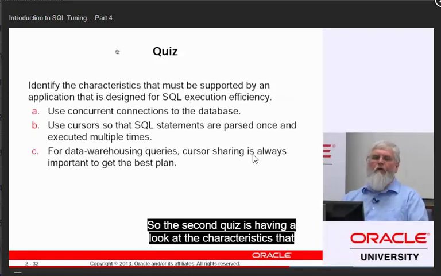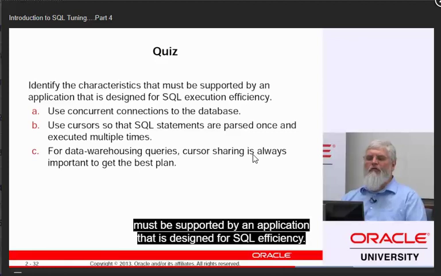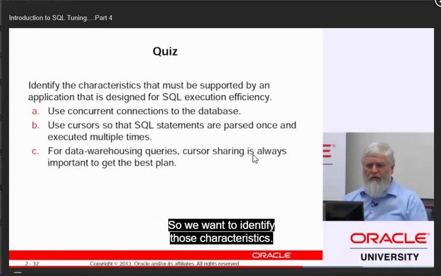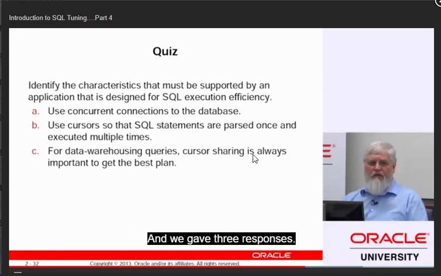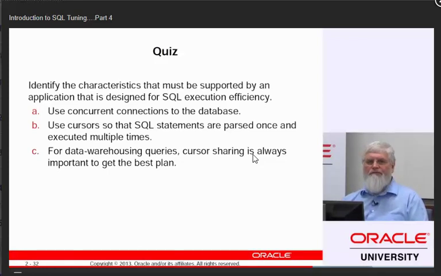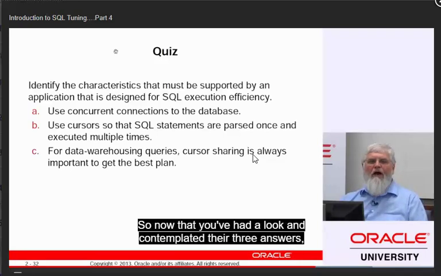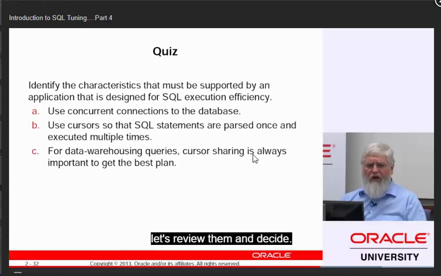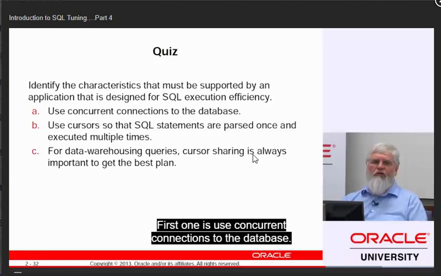So the second quiz is having a look at the characteristics that must be supported by an application that is designed for SQL efficiency. So we want to identify those characteristics. And we gave 3 responses. So we'll allow you to read through them for a moment, and then we'll discuss them. So now that you've had a look and contemplated their three answers, let's review them and decide there's actually one that they suggest. First one is use concurrent connections to the database.